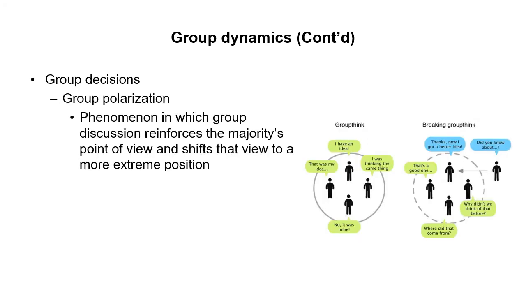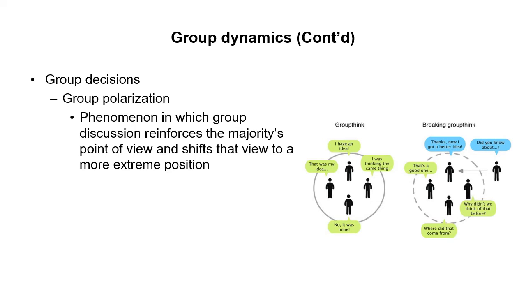Two more things come into groups that actually have negative consequences. The first is what's called group polarization, and this is where a group will reinforce a majority's point of view and actually shift the view to be more extreme. You see this quite often in things like politics, where the group becomes more and more polarized, especially if you've got an in-group versus out-group, because you want to distinguish yourself from the other group. So the group starts to take on views that are even more extreme than they had before they became a group.